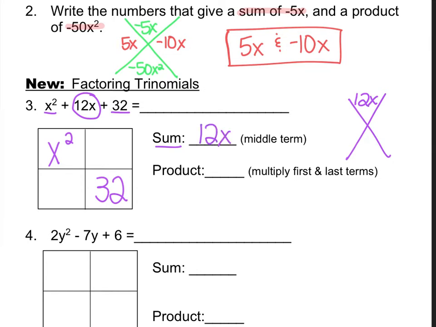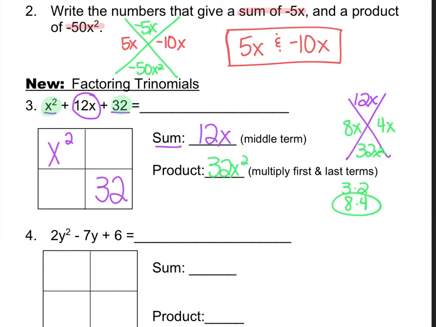The product comes from multiplying my first and my last term. So x squared times 32 gives me 32x squared. So I need something that multiplies to 32x squared and adds to 12x. So this is where I am going to look at my factors of 32. Okay, and I can stop when I see, hey, 8 and 4 might work. 8x and 4x, because it's a positive product and a positive sum, both of those would need to be positive.